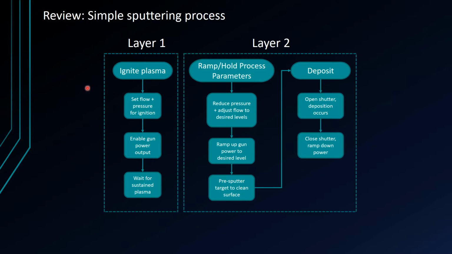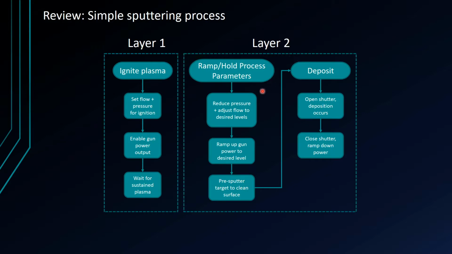To do this, we'd start off by building a layer where we are going to ignite our plasma, and this would be the first layer. A plasma ignition process is pretty simple to start. We start off by setting our process pressure and our gas flow, and then we will enable our gun power so that we're actually applying power to the target, and then this should strike our plasma. We wait for our plasma to ignite, and then we give it a little time to stabilize.